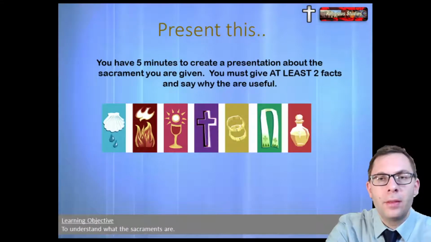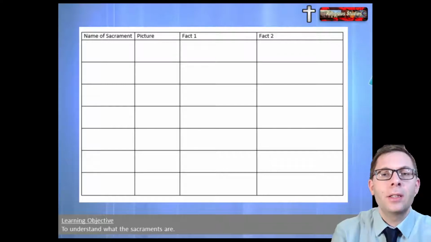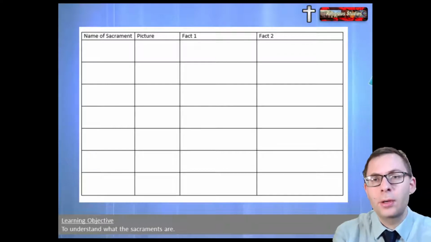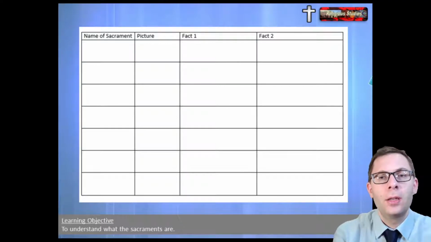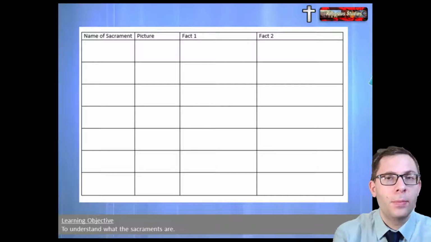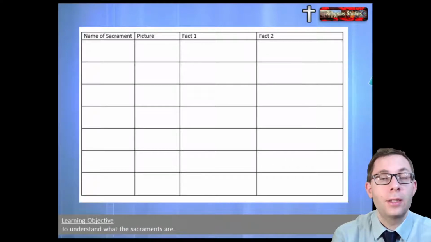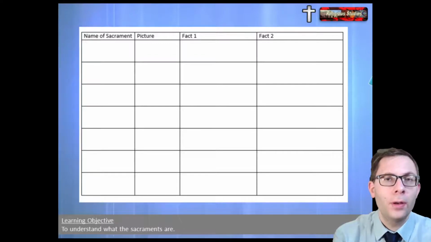So we're not doing a presentation, but we do need to look at this. What I'd like you to do in your books is draw out this grid, or you can download it from the description below. There are seven sacraments, so you're going to need to write the names of the seven sacraments down in the left-hand column, draw a little picture, and identify two facts for each of the slides I'm going to go through with you. Now, I'm not going to read these out to you because you're perfectly able to read this yourself, I'm sure.